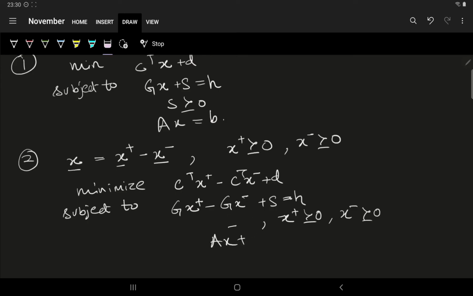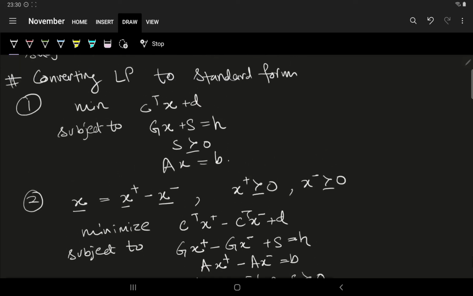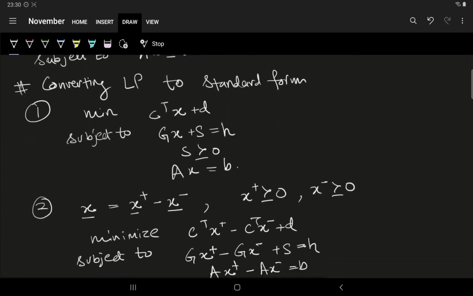Let me write this first. So we can see this is indeed in the standard form now.